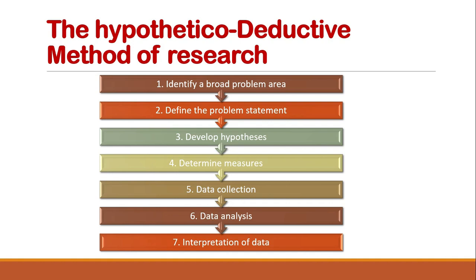In this method, as is shown in the figure in front of you, first we identify a broad problem area. So if the manager notices a drop in sales or incorrect accounting results, or there is a low yield on investment or any other problem, this is step number 1.